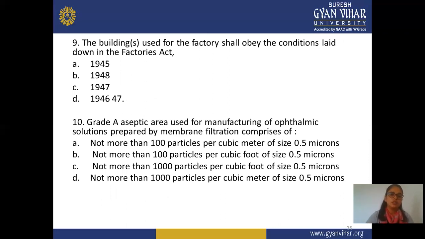And in the tenth question: a grade A aseptic area for manufacturing of ophthalmic solution prepared by membrane filtration comprises A, not more than 100 particles per cubic meter of size 0.5 micron. B is not more than 100 particles per cubic foot of size 0.5 micron. C is not more than 1000 particles per cubic foot of size 5.5 micron. D is not more than 1000 particles per cubic meter of size 0.5 micron. These are the four options for this tenth question. This tenth question is related to a parenteral product, today's topic. You can answer this question very easily after completing this parenteral product lecture.